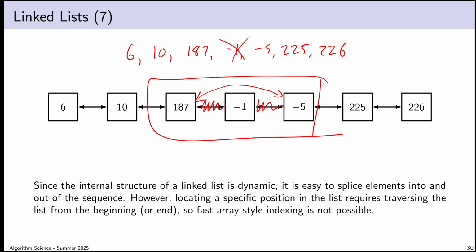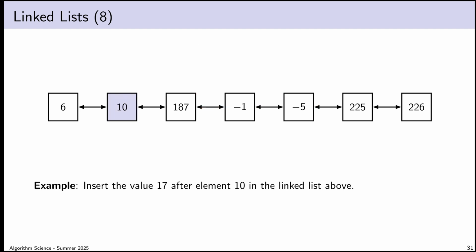Now, in exchange for that easy modification, you could argue that that's the reason you can't do array-style indexing. The structure is so dynamic that it's not possible to know where an element is going to end up. It's not possible to keep track of where nodes are except by following the pointers.